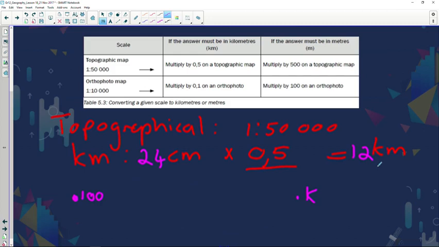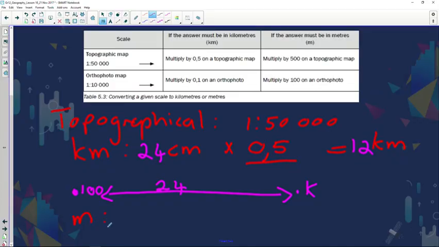So you measure the distance between the spot height and the church, and we got 24 centimeters, times it with 0.5, and you got your answer in 12 kilometers. Now, if the question asks to calculate the distance in meters, you measure the centimeters and your formula is 500, and you will get your answer in meters.